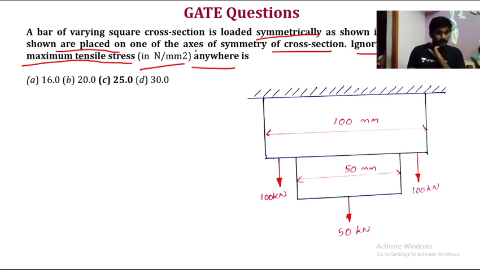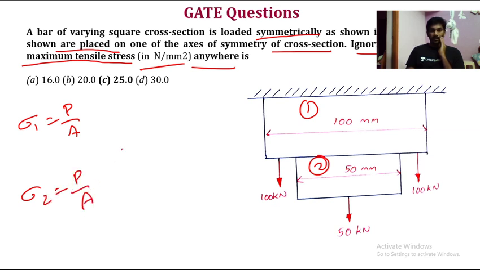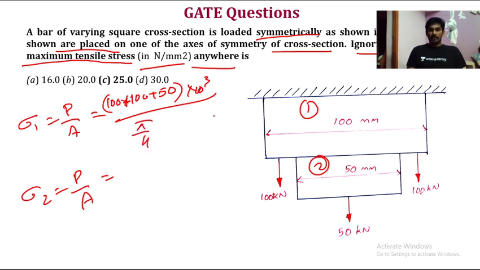Here there are two parts, 1 and 2. You need to find the stress, sigma 1 is load by area, sigma 2 is load by area. For sigma 1, the total load on the first component is 100 kilonewton, another 100, another 50, so 100 plus 100 plus 50 into 10 power 3 to convert into newtons. Your area is pi by 4, diameter 100 mm square. For the second component, only the 50 kilonewton load is applied, so 50 into 10 power 3 divided by pi by 4, 50 square.